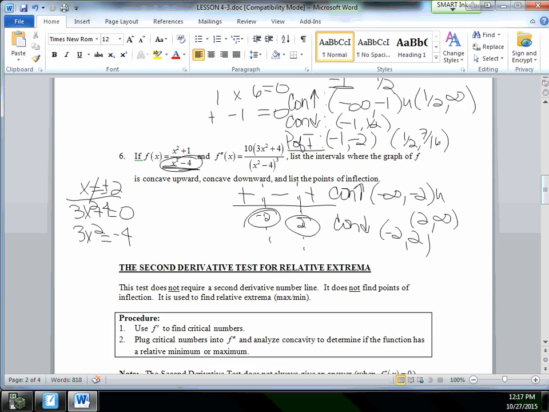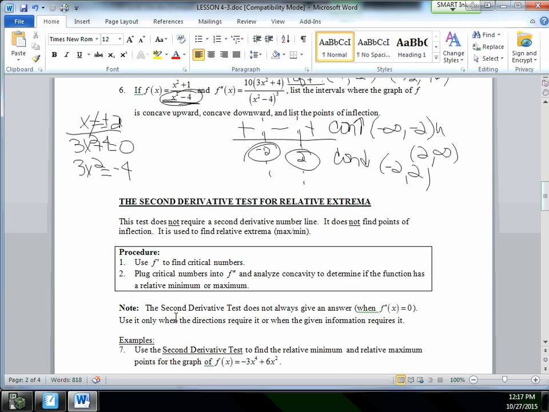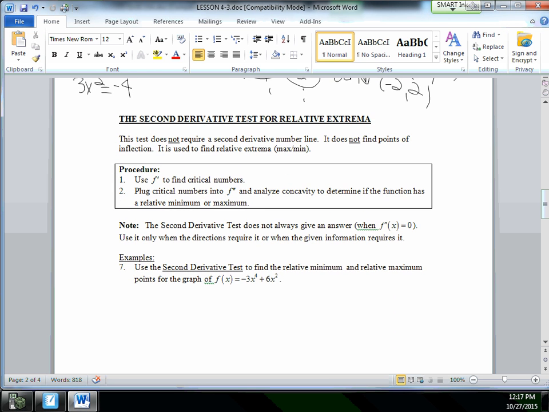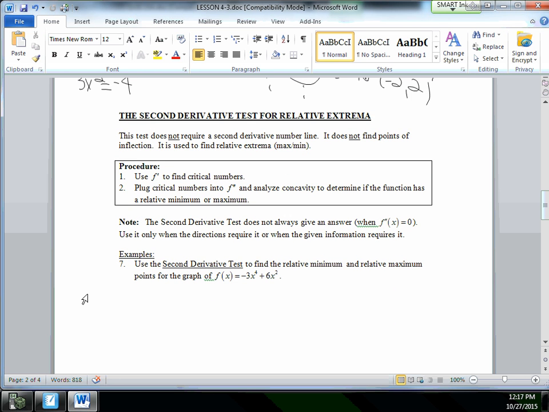So here's just, oh, that slides with it, that's great. So that's how you go about finding concavity and finding points of inflection.